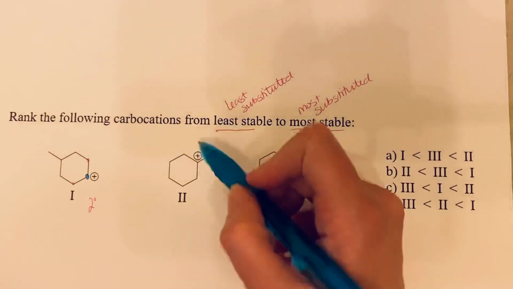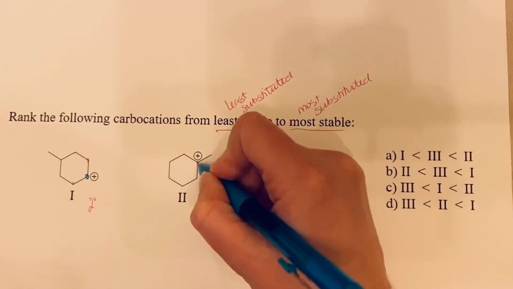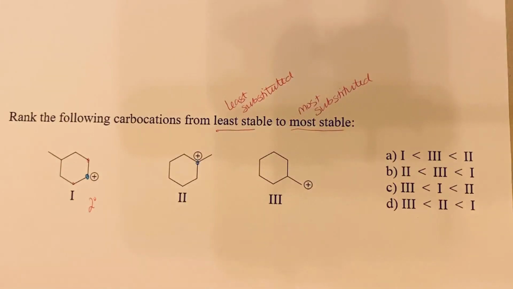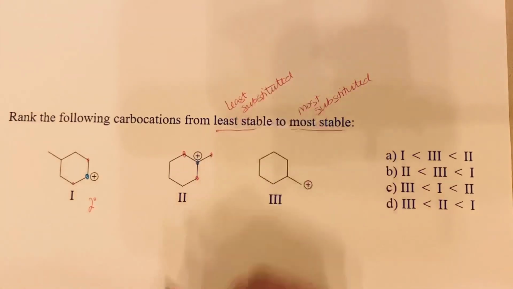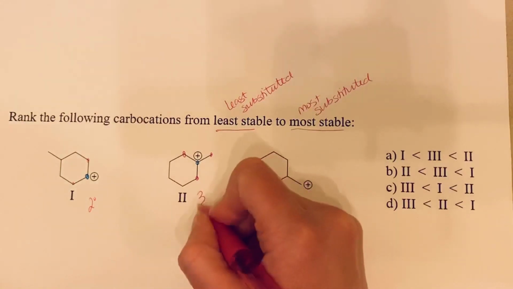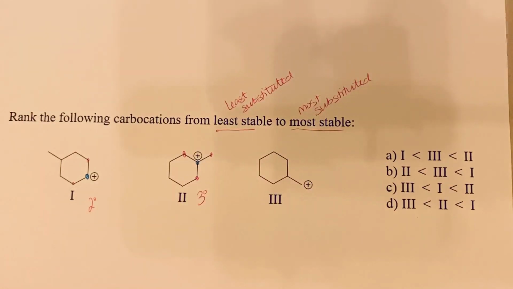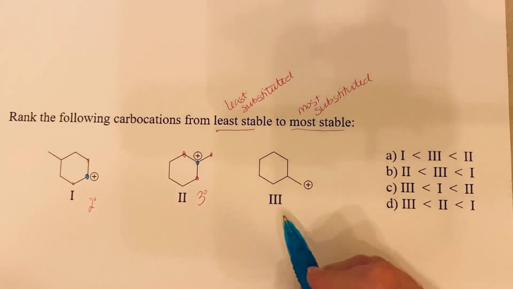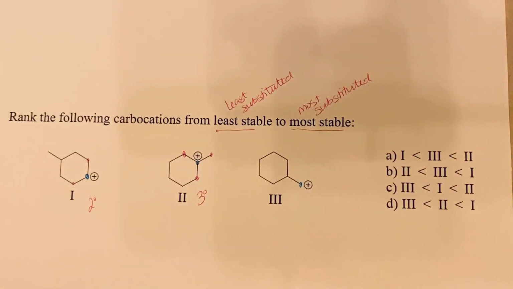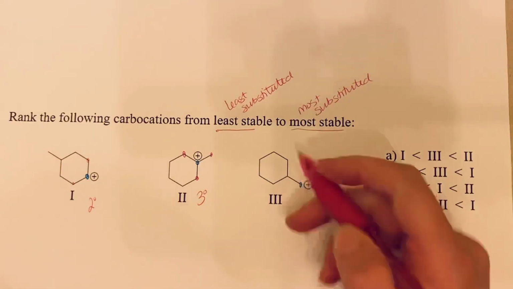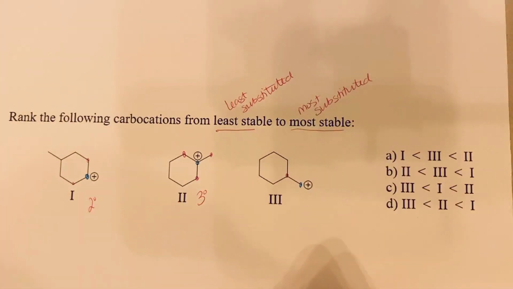If we consider the second structure, here's the carbocation carbon, and it has bonds to 1, 2, 3 other carbon atoms, making this a tertiary carbocation. If we look at the last structure, here is our carbocation, and that carbon atom has bonds to 1 other carbon, making this a primary carbocation.